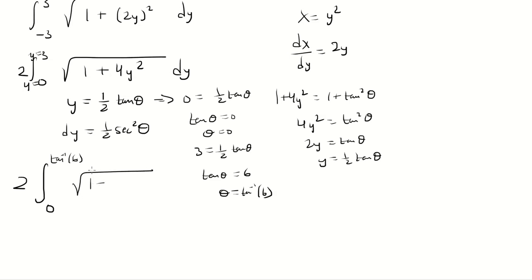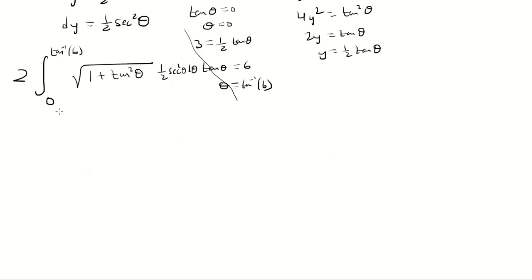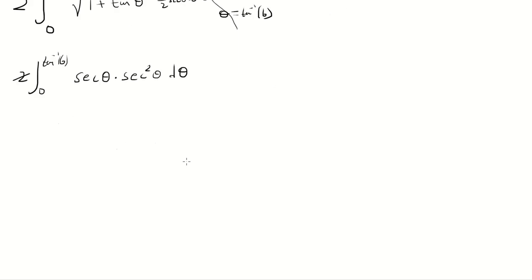And then we have 1 plus 4y squared. So we could just leverage all this work on the right here. That's just 1 plus tangent squared. And then dy will just be 1/2 secant squared. So now we can simplify. 1 plus tangent squared is secant squared, and then you take the square root of that as secant. And the 1/2 can come outside and cancel with the 2 actually. And then we have secant squared d theta. This is just secant cubed.